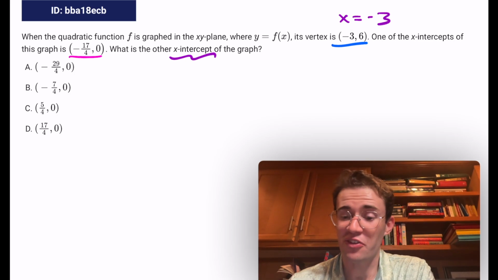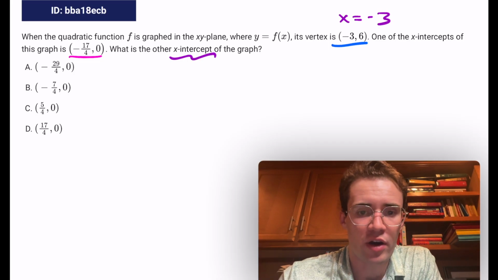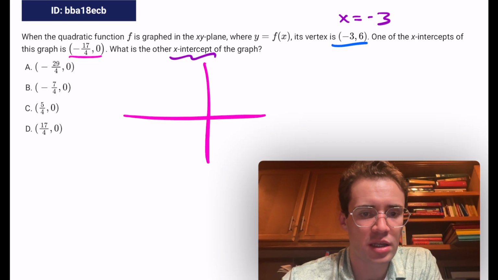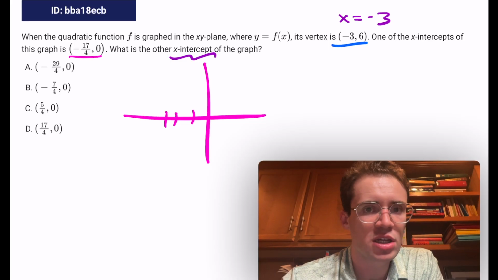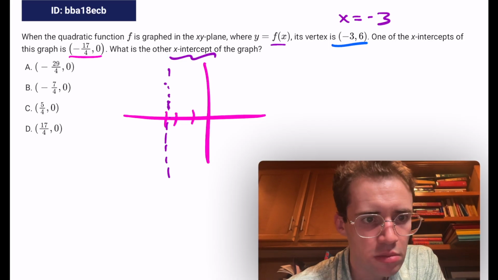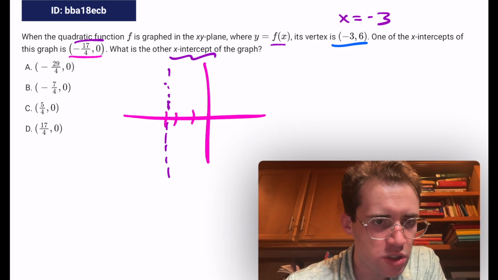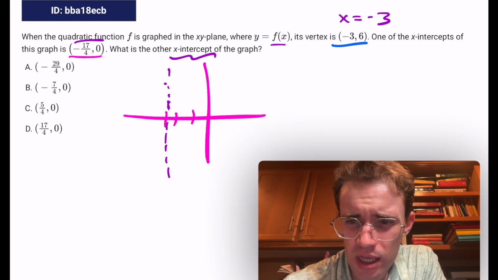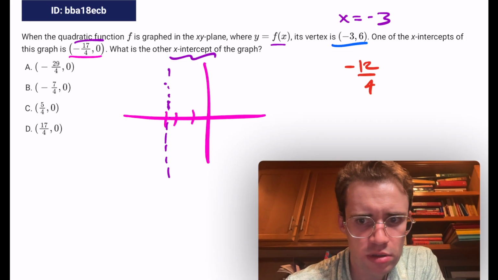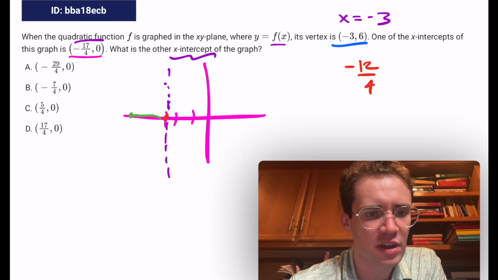You can try to use that to find what's equal to -b over 2a. But what I'm going to do is, if our axis of symmetry is -3, so 1, 2, 3 to the left of the y-axis, and this is a quadratic function, so if we have -17/4, which, let's see, -3 is -12/4, that's -3 times 4, so -17/4 would be 5/4 to the left of it, right?